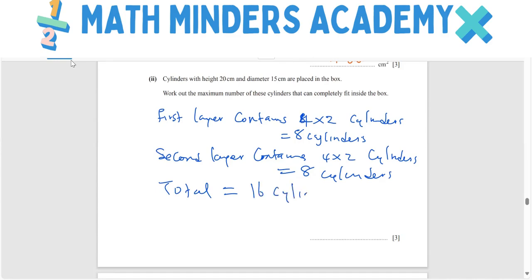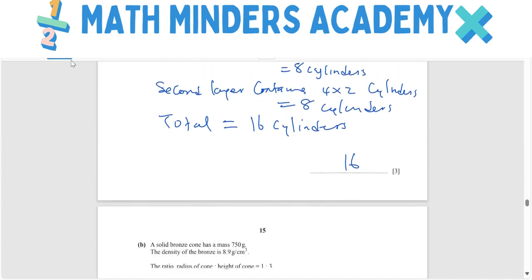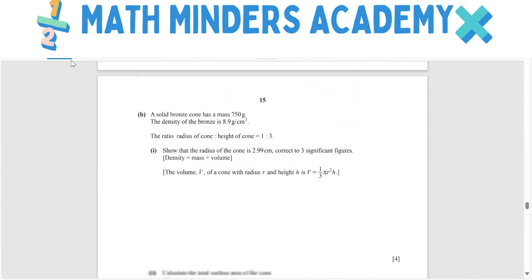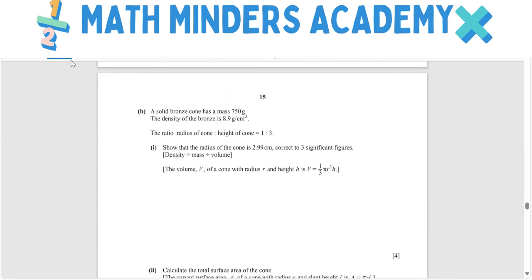Of course, the construction we make there is also part of the explanation. The construction we make on the cuboid shows this explanation. So the maximum we can get here is 16 cylinders. Hope that is clear. We move on to the B question here.